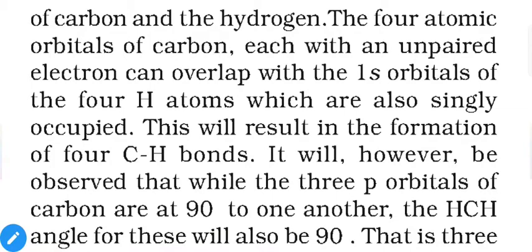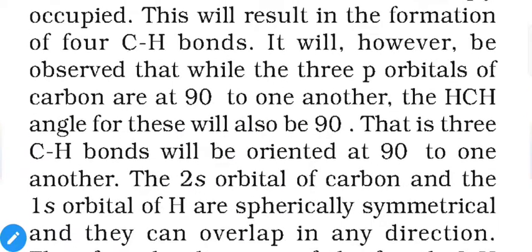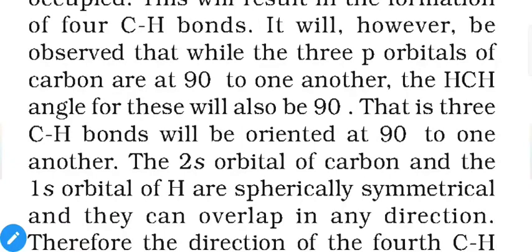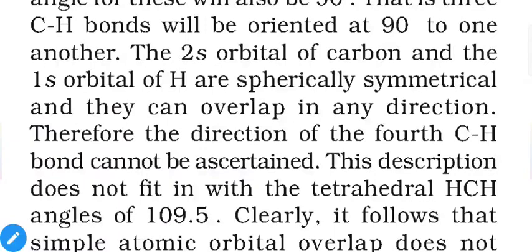So initially, without bond formation with hydrogen, the angles of the p orbitals will be 90 degrees from each other. The HCH angle for these will be 90 degrees as well. We are just talking about p orbitals without the influence of the s orbital. That is, the 3 C-H bonds will be oriented at 90 degrees to one another. The 2s orbital of carbon and the 1s orbital of hydrogen are spherically symmetrical. That means both of them have ball-like shapes, and they can overlap in any direction.